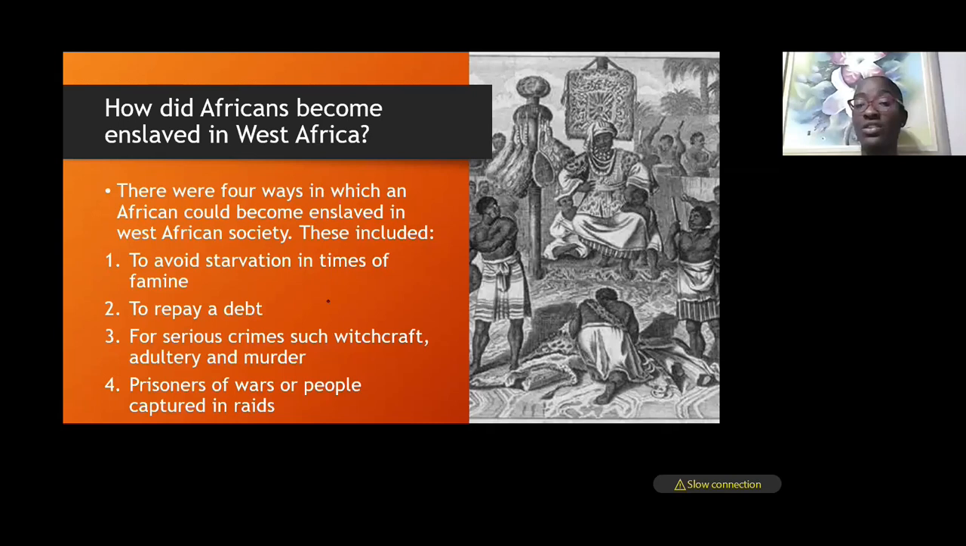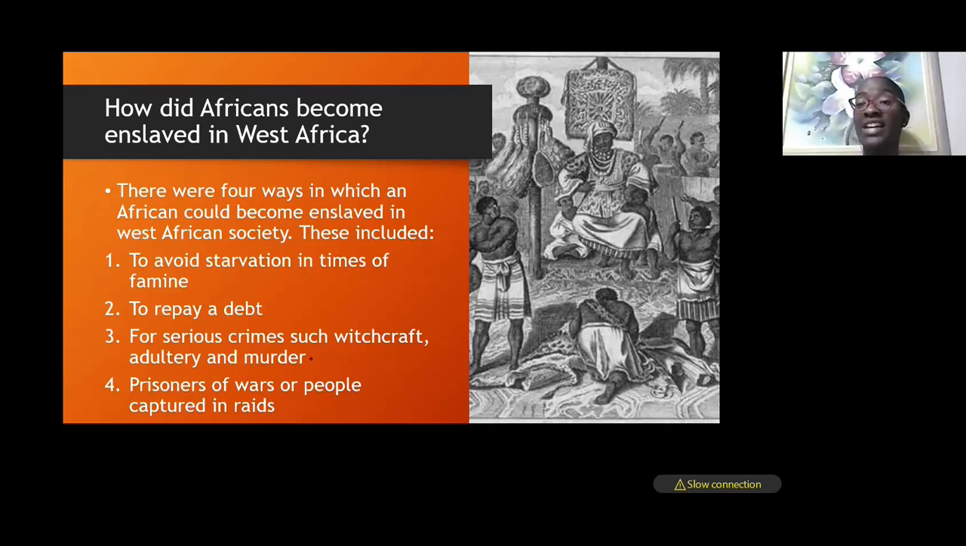And so that was also a positive part of that. Prisoners of war or people captured in raids. Now, prisoners of war: when a war is fought between two nations or two countries or two ethnic groups, at the end of the war, they always talk about the spoils. And in this case, sometimes the spoils were people.